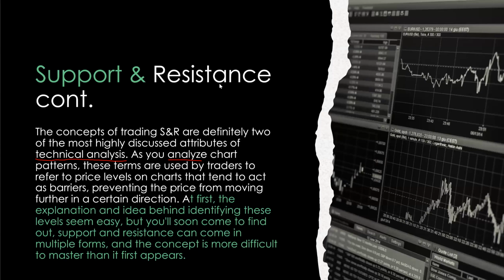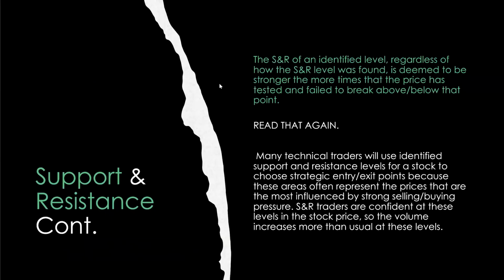Support and resistance continue. The S&R of an identified level, regardless of how the S&R level was found, is deemed to be stronger the more times that the price has tested and failed to break above or below that point. Let's read that again, because this is a common myth: that when S&R is tested multiple times, like this, if this is an S&R chart here, if it's doing this, that this barrier of support is actually getting weaker. Au contraire, mon frère.